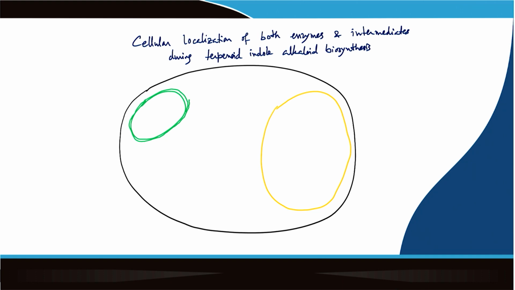We will start with the chloroplast, where the MEP pathway is operating, that leads to the formation of geraniol, and this geraniol will be transported out and moves into the vacuole, whereas another source of geraniol will be from the cytosol, where the MVA pathway may also contribute to the formation of geraniol.